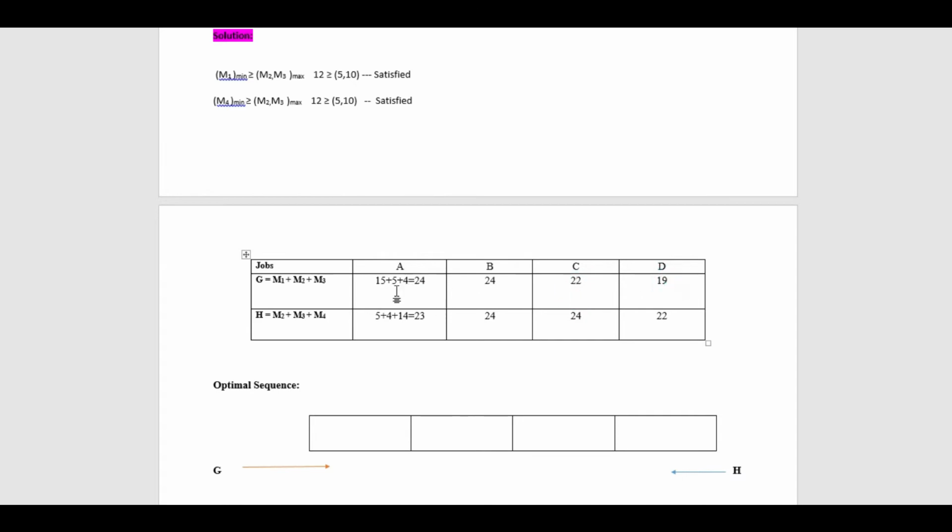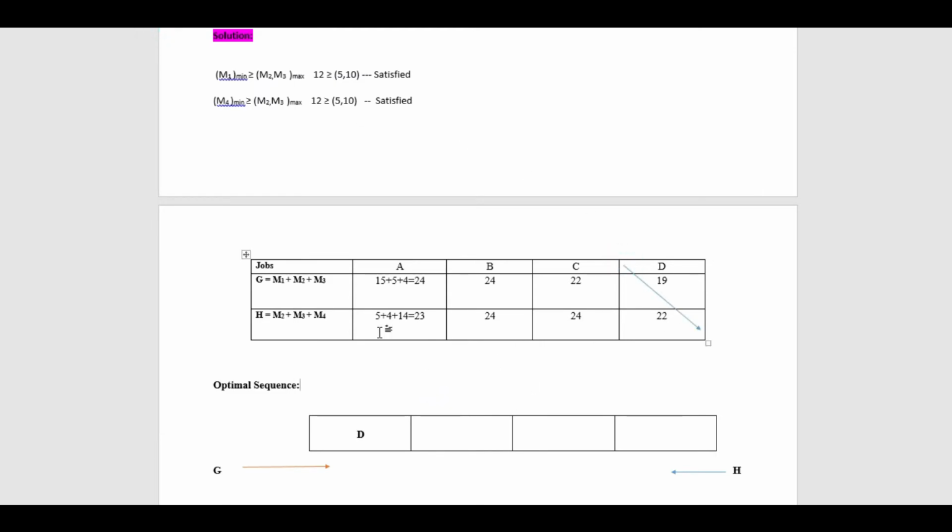Among these values, the minimum value will be 19. So 19 falls under the G machine of job D. So first we have to process the job D. Now I'm going to strike out this timings or column.